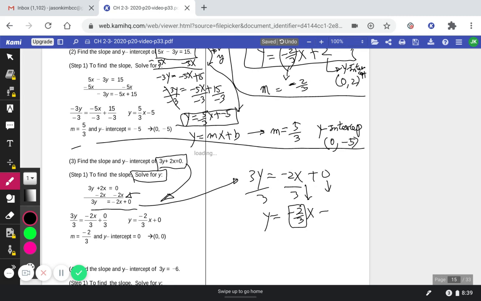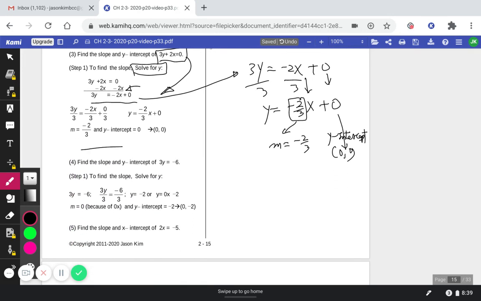And the 0, you don't have to write it, but if I write it like this, then the slope becomes -2/3, the number in front of x. And the y-intercept, guess what? Becomes 0 comma 0. Okay, this y is 0. Comprende? Any questions?